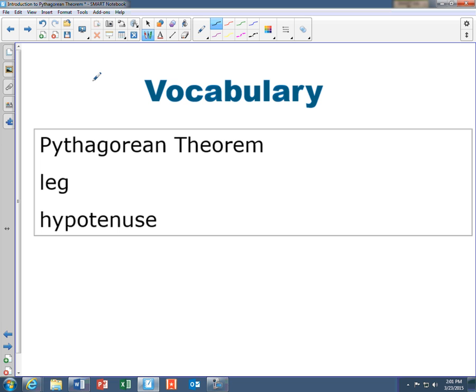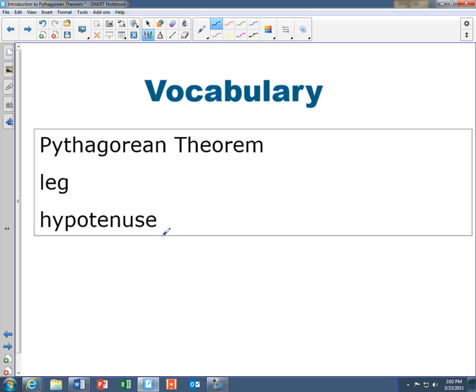So for this lesson, we have three words. Of course, one of them is Pythagorean Theorem. You've heard me say that a few times. Hopefully, you're starting to say that to yourself. If you haven't, say it right now. Pythagorean Theorem. The other two things we're going to learn is what is a leg and what is a hypotenuse.